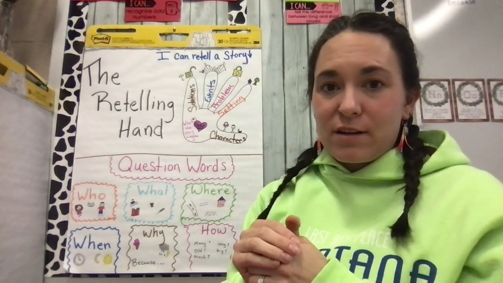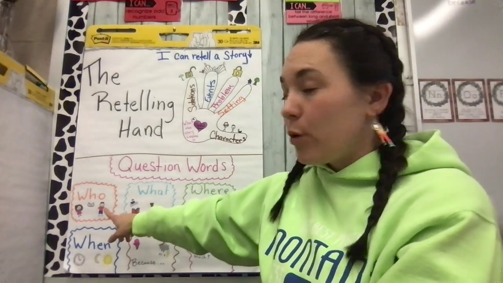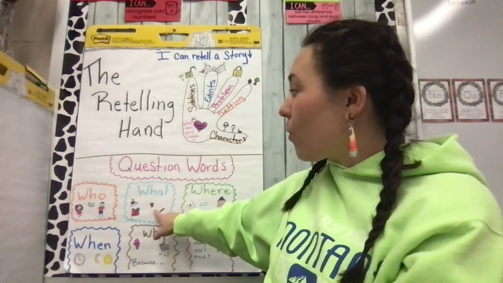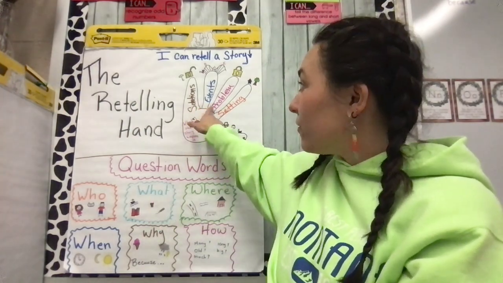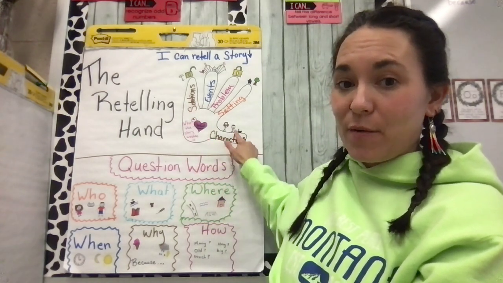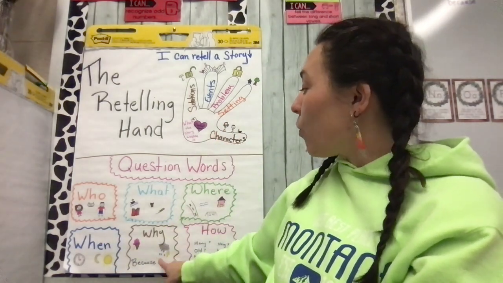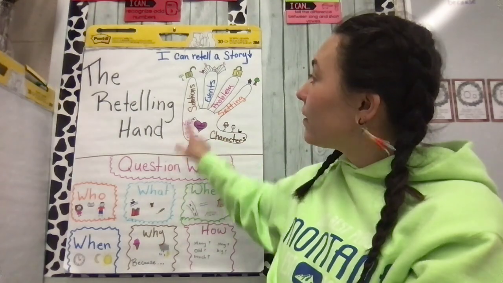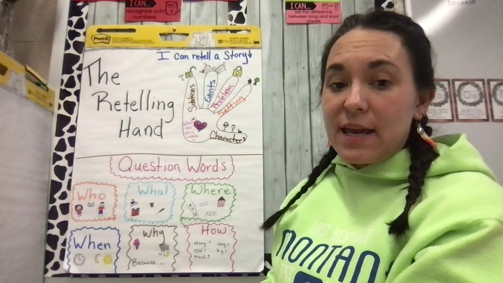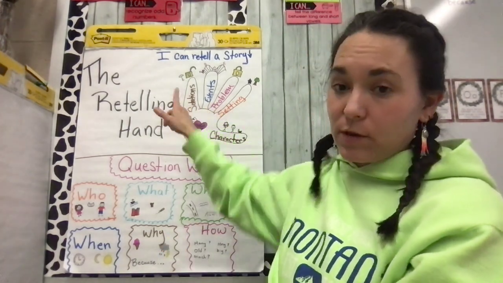To make that a little easier, when you're reading, just think about your question words. Who? Who is the story about? That would go with your characters. What is going on? That would be your events, your problems. Where? Where is the story taking place? That would be your setting. When? That would also go with your setting. Why? Why is this happening? That would go with your solutions, your problems, and your events. How? How many? How old? How much? How long? How big? All of those would go with this part too.